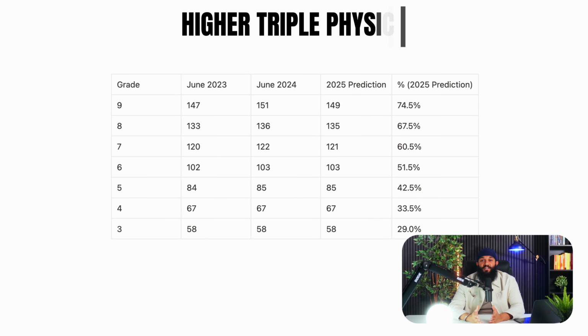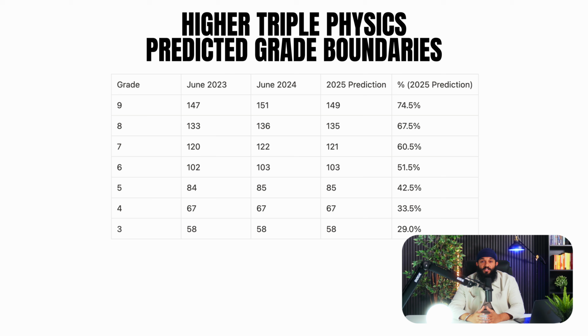And lastly, for physics, I've put it in the table above. And as you can see, it's roughly around half the marks, roughly 51% to get a grade 6. Now remember, this is all for AQA grade boundaries. So if you do a different exam board, just do the same thing.